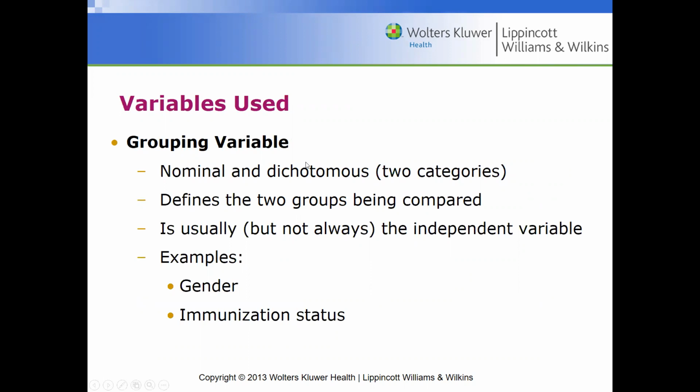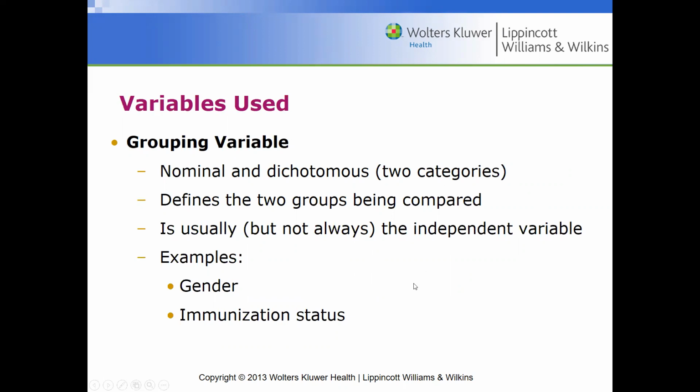So when we talk about what type of variables we are using, our grouping variable might be nominal and dichotomous. So it would need to have two different categories, and this would define the two groups being compared. It's usually the independent variable that we are grouping this way, and so we may be looking at gender or immunization status. So if we were looking at those who'd been immunized and those who hadn't been immunized, that's a nominal variable and it has two different categories.